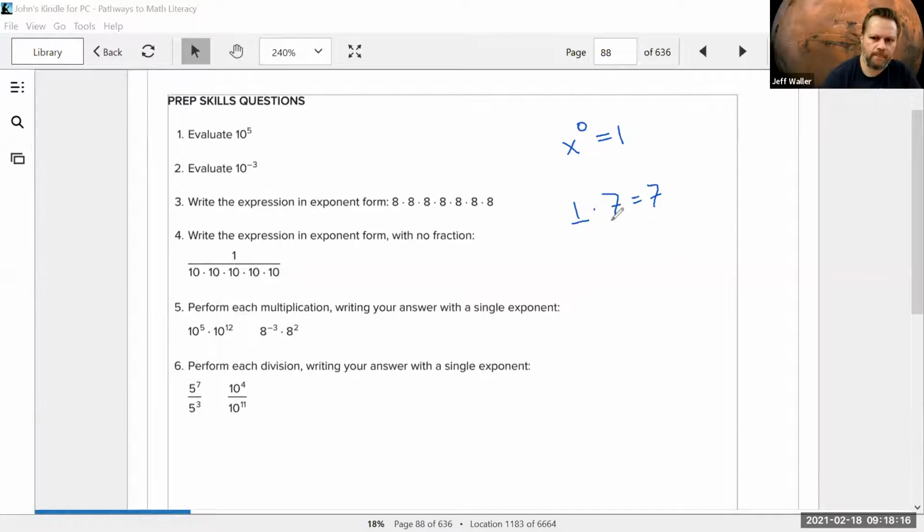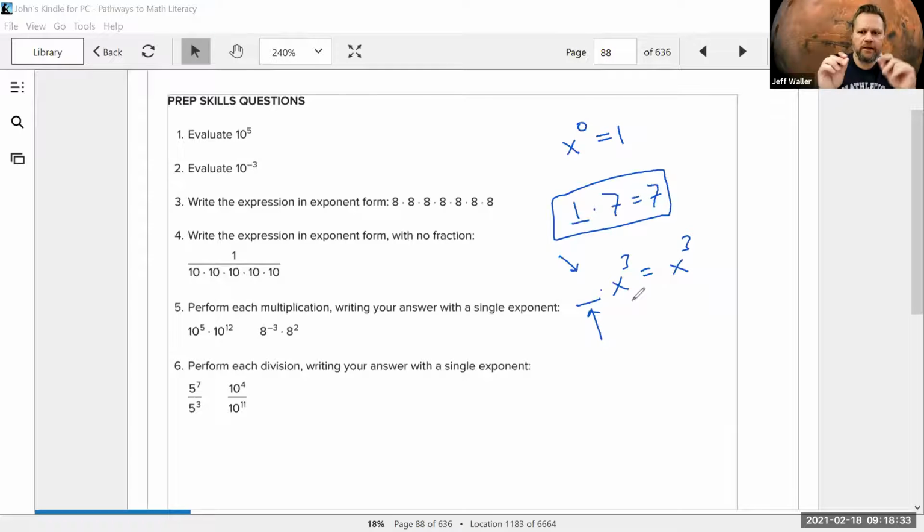Okay. I think you guys are with me on this. So watch this. If I multiply something by x cubed and it stays x cubed, whatever I put in that blank space, if I multiply it by x cubed and it stays x cubed, what must this thing be? 1.